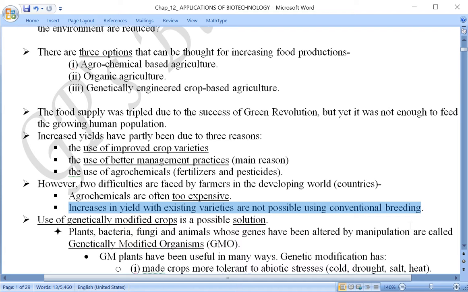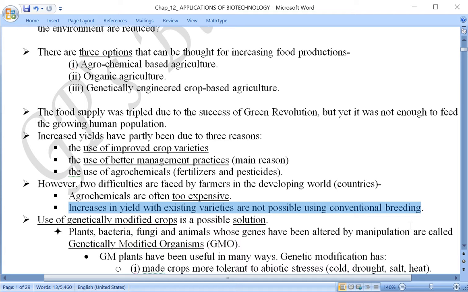So what is the solution over here? See, with the application of agrochemicals, some farmers have difficulty with the expenses. They are not able to buy the improved seeds, nor are they able to buy the agrochemicals, that is fertilizers and pesticides etc., so that they can use them in their field and increase the productivity.